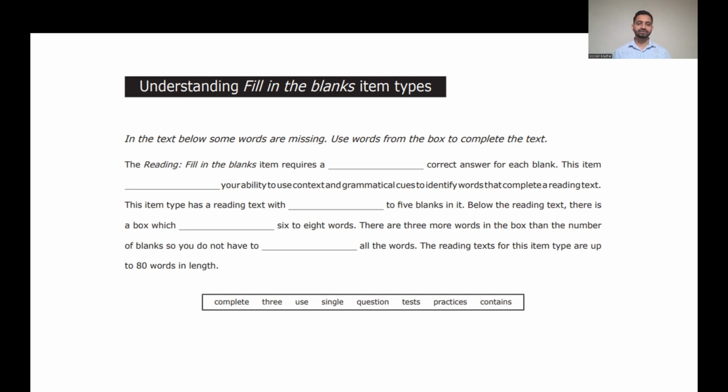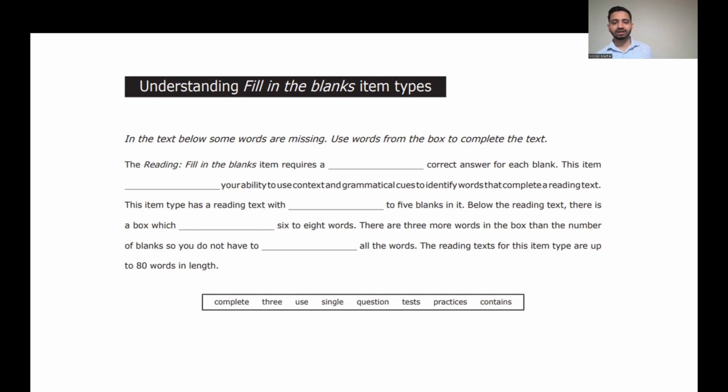Okay, this item type has a reading text with how many blanks? So you're looking for another number, right? You can even count the blanks, like you've got 1, 2, 3, 4, 5. You've got 5 here, but it's saying from this to this, it ranges. It gives you a range. So you're looking for another number.